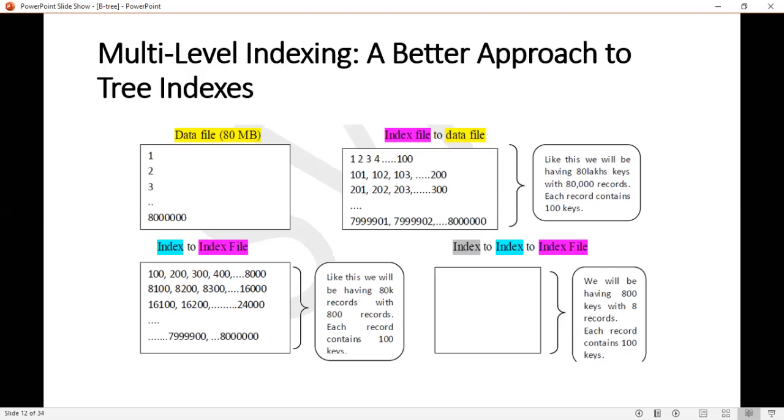The diagram shows an example of creating indexes to a file and indexes to indexes and so on. That is, you have a data file and an index to the data file, and again you create an index to the index file, and an index to index to index file, and so on. This is called a multi-level index. Now, the problem with this multi-level indexing is that insertion and deletion are very costly.